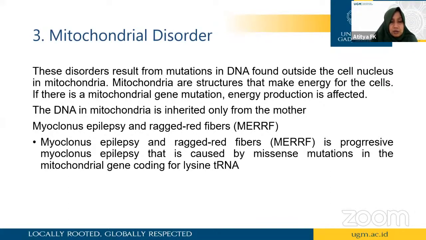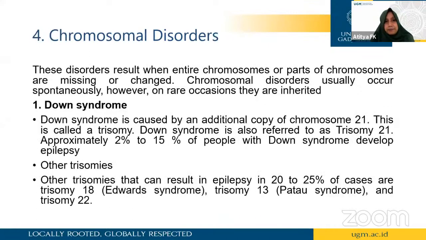Nah, untuk mitochondrial disorder ini diturunkan dari ibu. Contohnya adalah myoclonic epilepsy and ragged red fiber atau MERRF. Itu merupakan myoclonic epilepsy yang progresif yang disebabkan oleh mutasi missense pada gen mitokondrial yang mengkode lisin tRNA.